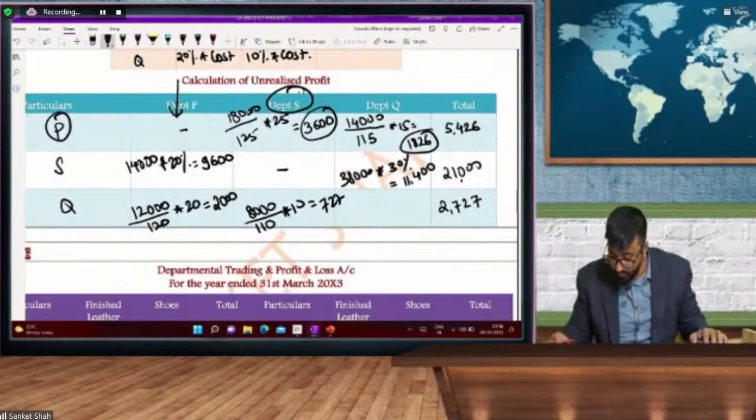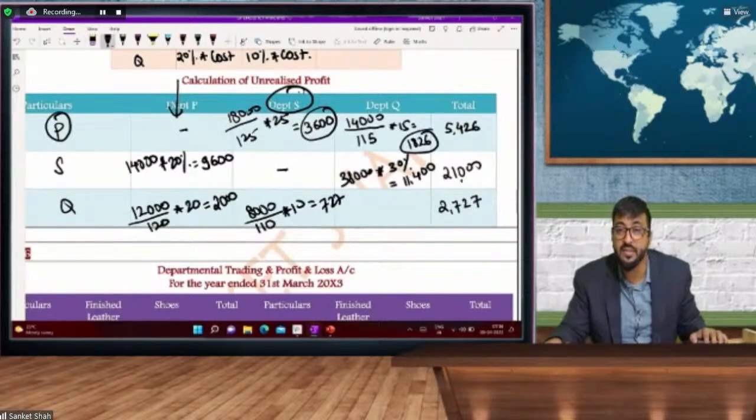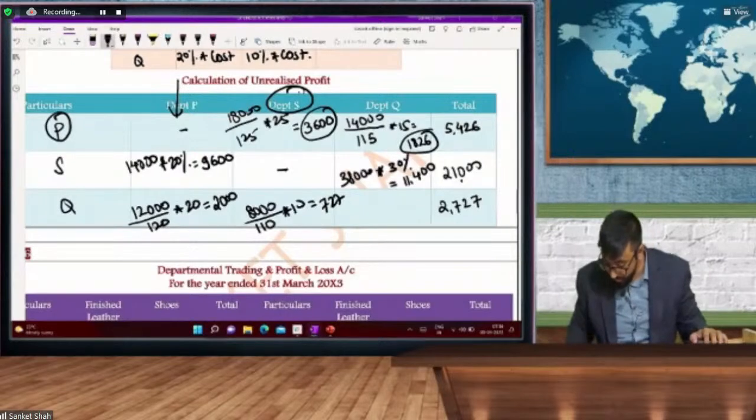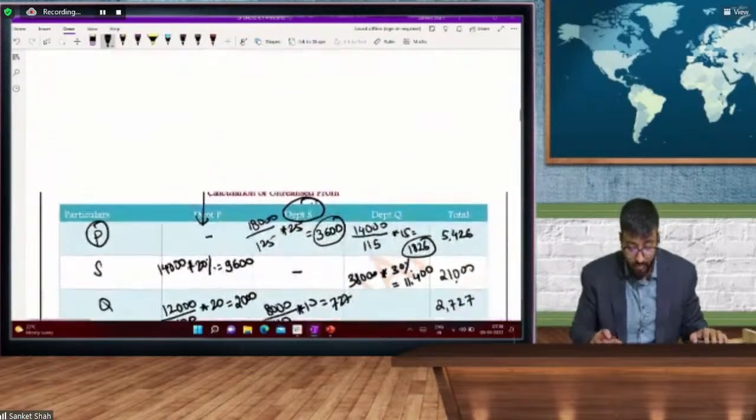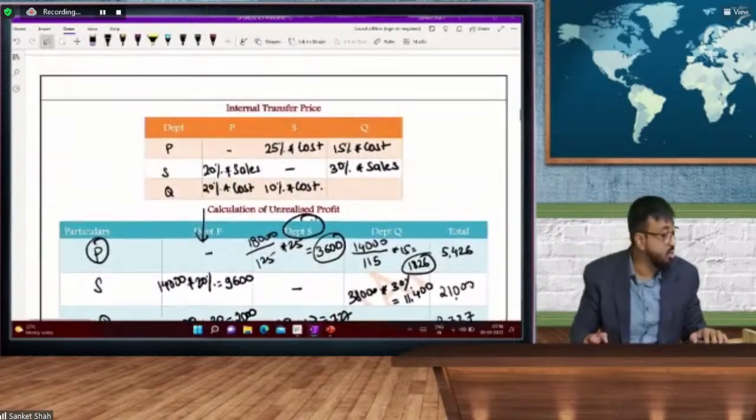Rekha ji, look: in S department, P department, S is the receiver's department and it holds P's unrealized profit. So whose profit? Dad's profit. So if you take the vertical total, it will be wrong. Yes, Pooja. Rekha, got this concept? Now, yes, I hope you are clear with this concept now, beta.